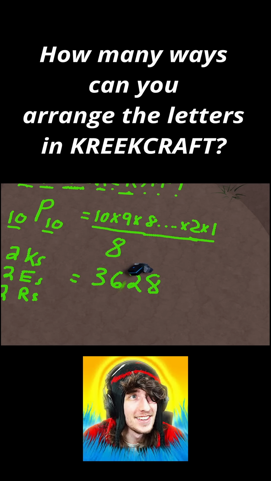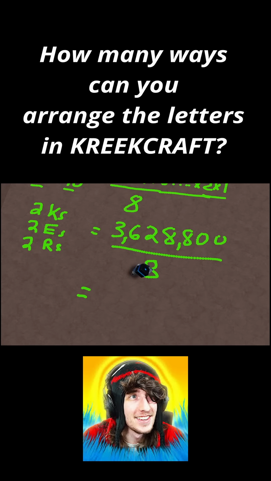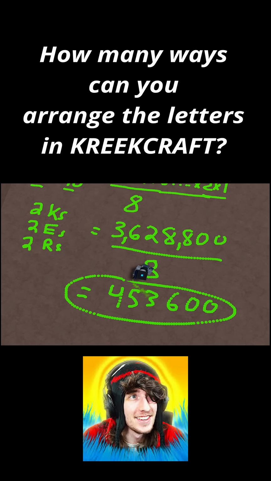I think I said the wrong number. It's actually 3,628,800 divided by 8. And then if you do that math on a calculator, that's 453,600. So this means that there's this many ways to rearrange the letters in Kreekcraft's name to get unique combinations.